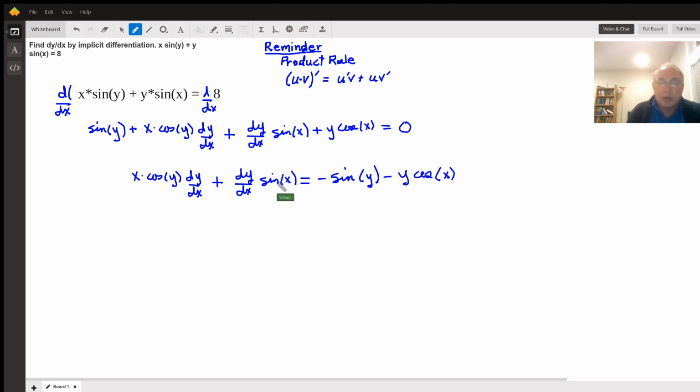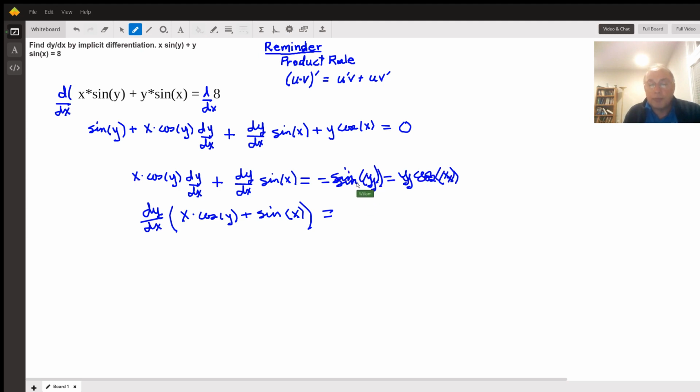The reason I do this is I'm trying to gather all the dy dx's together, and now I can actually factor out dy dx here. So dy dx factored out would give me, on the inside of the parentheses, x times cosine y plus sine x, is equal to all this on the other side.